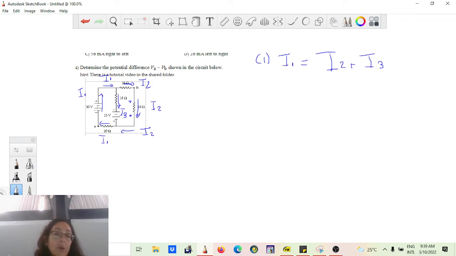And then here, I'm going to go around that loop here. And this is a 10. It looks like a 20, but it's a 10. So I'm going to go from here, from that point, I'm going to go around and go back to here. So I'm going to go around, okay? So I go through that load, and you see, because I'm going with the flow, I'm losing. So I'm going to do minus 10 I1.